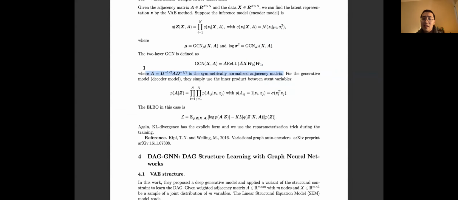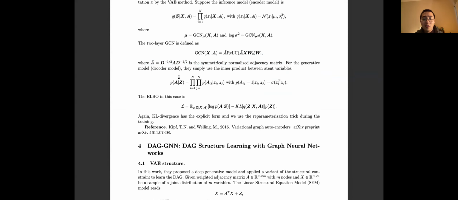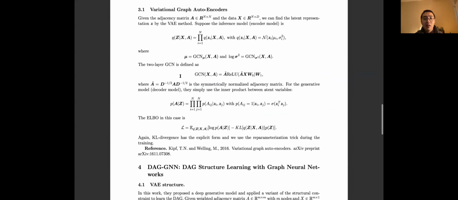And again, it is a symmetrized normalized adjacency matrix. So this is for the encoder model. For the decoder model, in the original VAE, the autoencoder has an encoder from which we can get Z, and then from the decoder we can get X. But the difference here for the graph autoencoders is that the purpose is to generate the graph A.